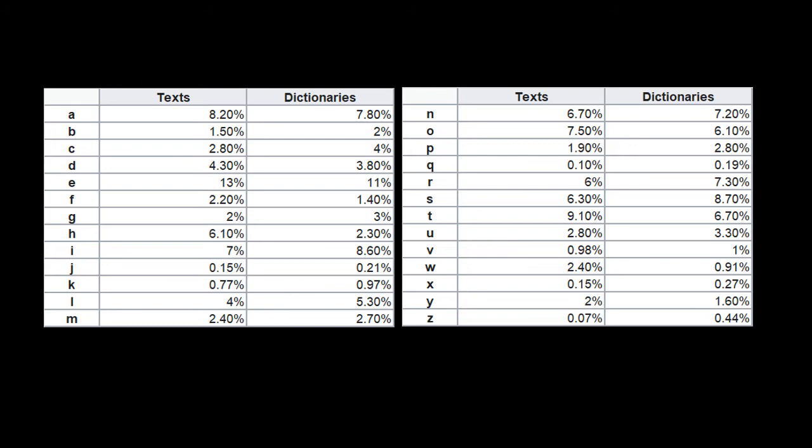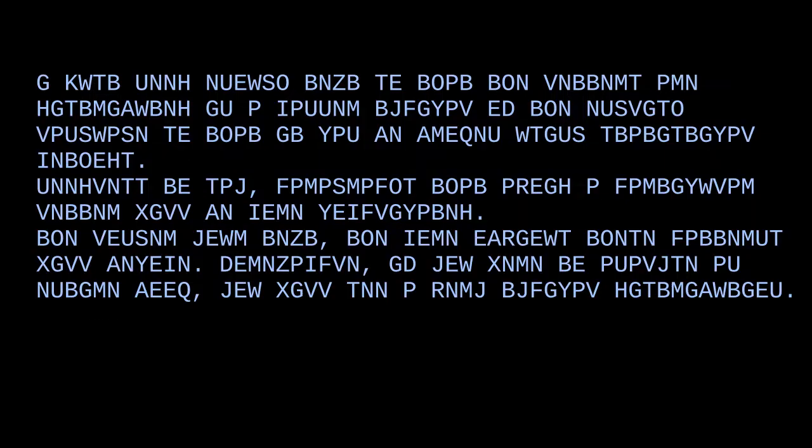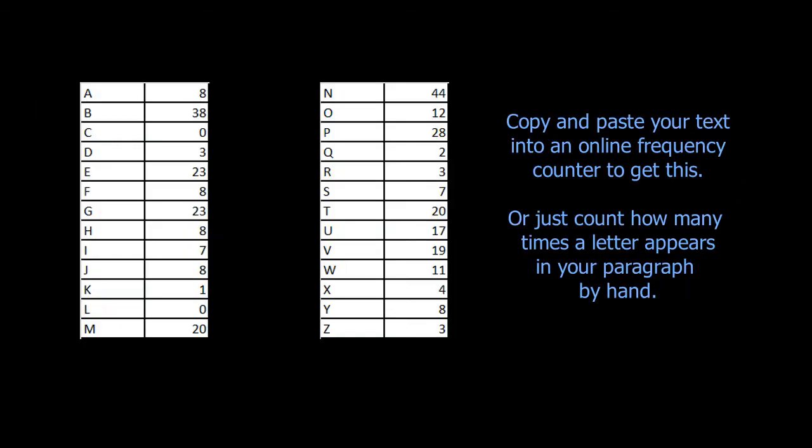In order to apply this information, we can take our ciphertext and put it into a frequency counter. You can find several of these online, or you can just make your own. Or you can count it yourself using paper and pen. But that might not be practical for very long paragraphs. But for something like that, it's perfectly all right too. What you can see on the screen right now are the frequencies that I got for the ciphertext shown here.